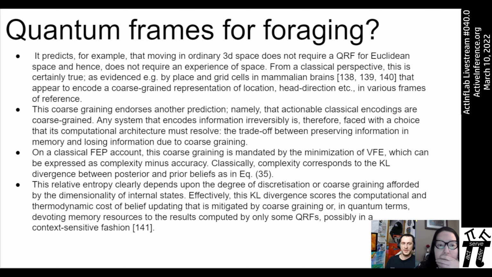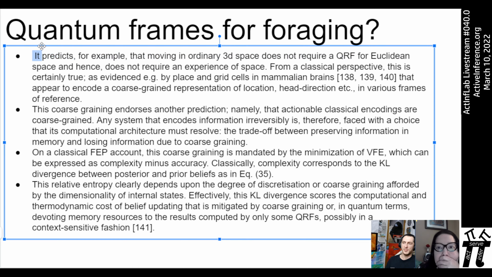Quantum frames for foraging. So, unique explanations and predictions. It predicts, for example, that moving in ordinary 3D space does not require a QRF for Euclidean space, and hence does not require an experience of space. So, like, the fish could swim without knowing 3D. And then from a classical perspective, so I guess that means non-FEP or non-quantum, this is certainly true, evidenced by place and grid cells in mammalian brains, etc.